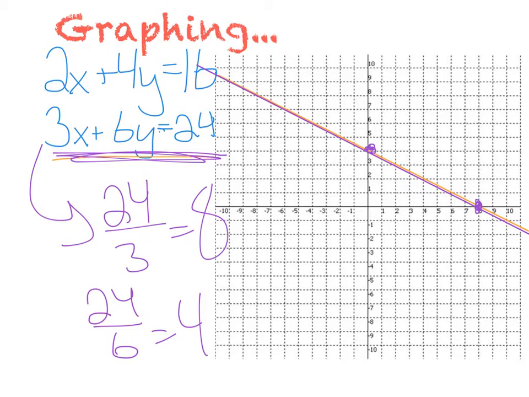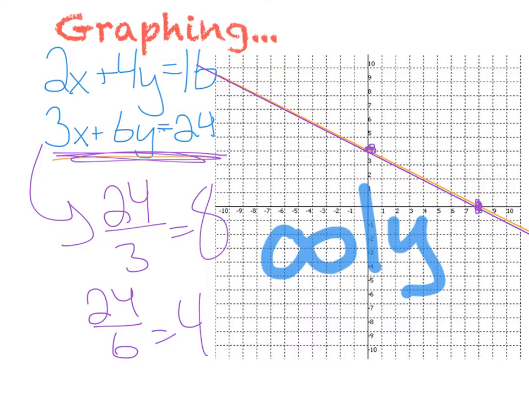And you should be able to see here that the lines are exactly the same. When that happens, every single point on the line overlaps. That is what we call infinitely many solutions.